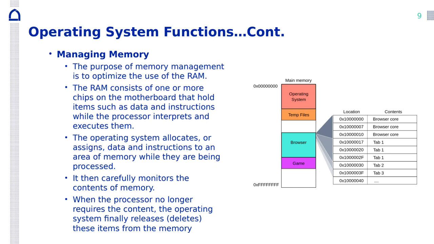Another job done by the operating system is managing the memory of your computer, which is the RAM, the use of RAM. The operating system allocates or assigns data and instructions to an area of memory while they are being processed, and carefully monitors them. After the processor is done using this data, it will clear the memory.